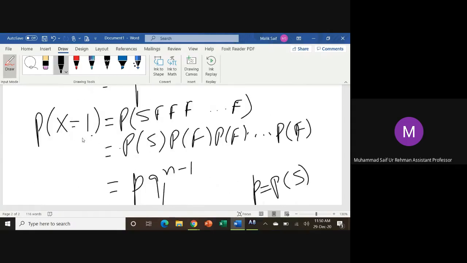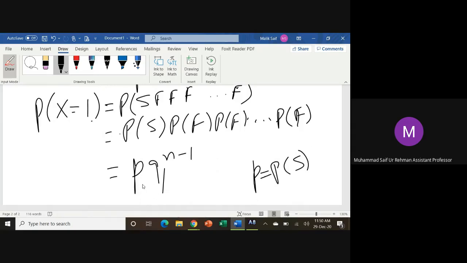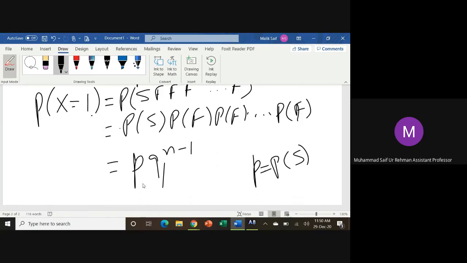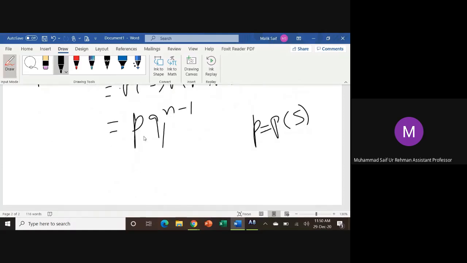But now there is one success. So one success is out, which I'm going to denote with P. So one P is out, and the remaining trials are n minus 1. So one success is equal to probability of success multiplied by probability of failure raised to the power n minus 1.